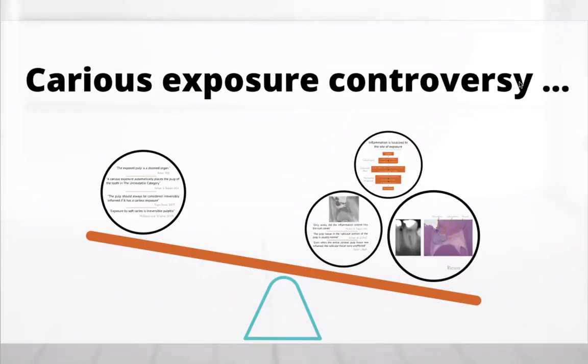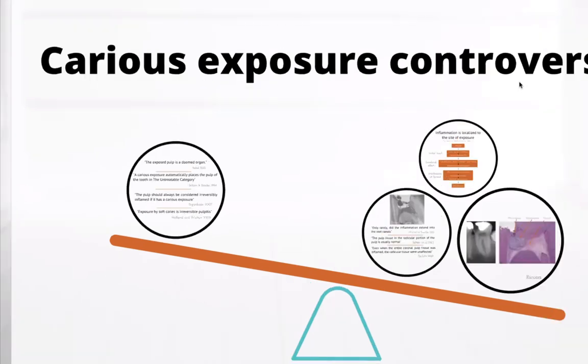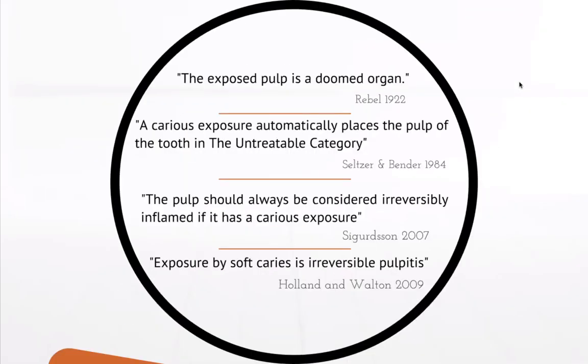Now, I just wanted to go over the caries exposure controversy, because in the past, we really did not trust any caries exposure. I'm going to share with you a couple of quotes. Ribble: the exposed pulp is a doomed organ. Seltzer: caries exposure automatically places the pulp of the tooth in the untreatable category. Untreatable means irreversible. Sigurdsson: the pulp should always be considered irreversibly inflamed if it has caries exposure. Holland: exposure by soft caries is irreversible pulpitis. I think these are big statements that have been revised.